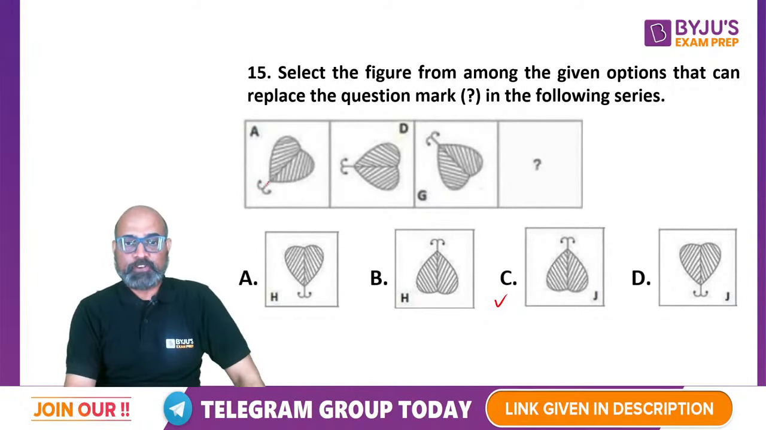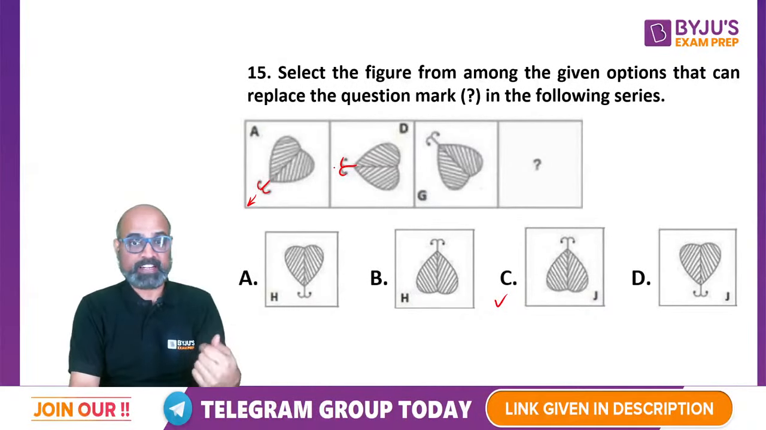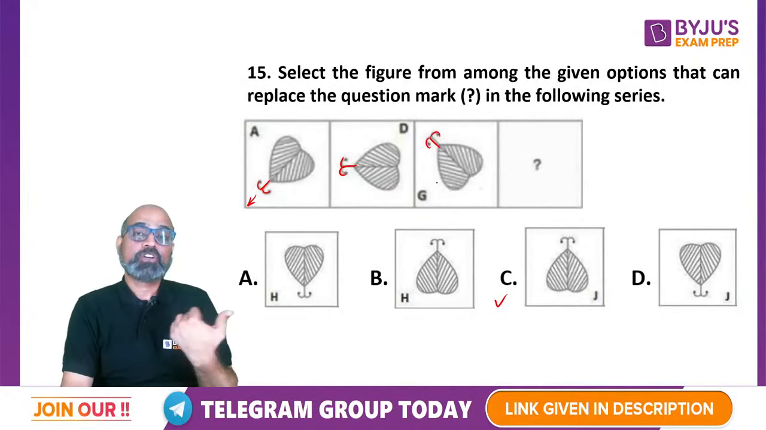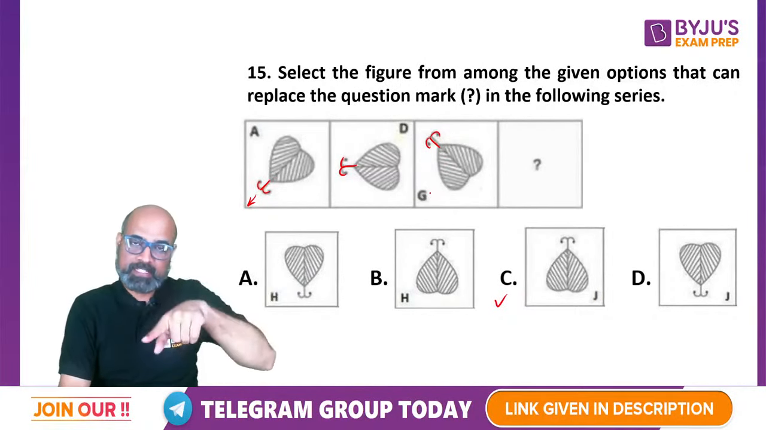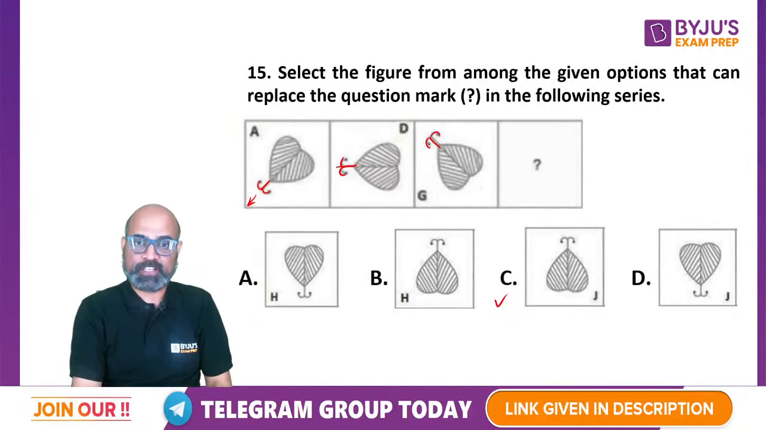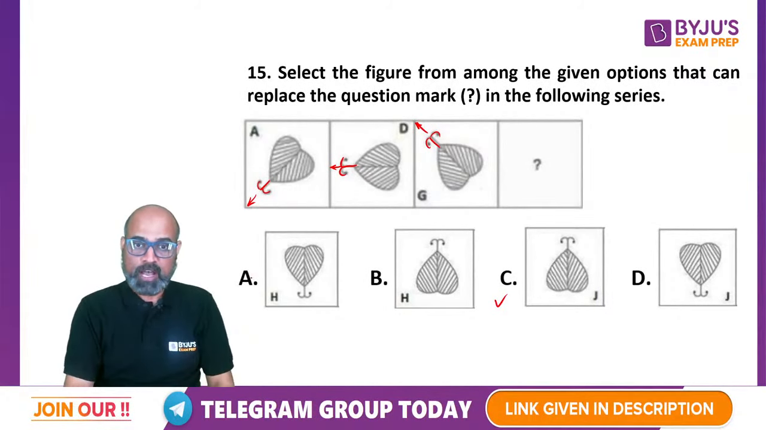If you look at this fish hook, it is initially directed towards southwest, then it is directed towards west, then it is directed towards northwest. So it is moving in the clockwise direction by 45 degrees, right? The next one should point towards north. So Alpha and Delta will not make sense. This should be pointing towards north now.